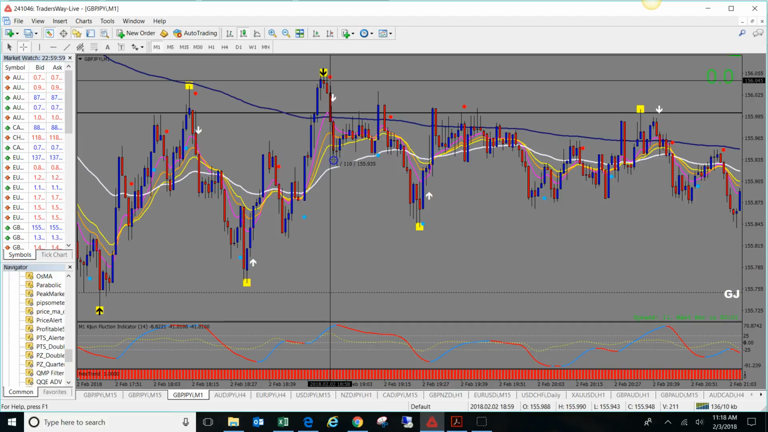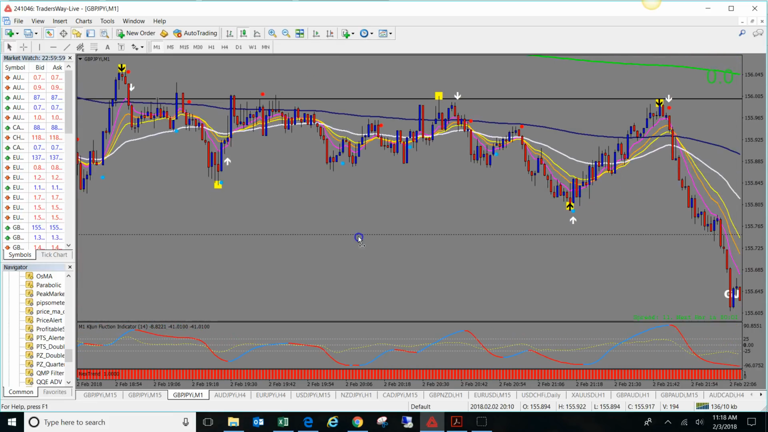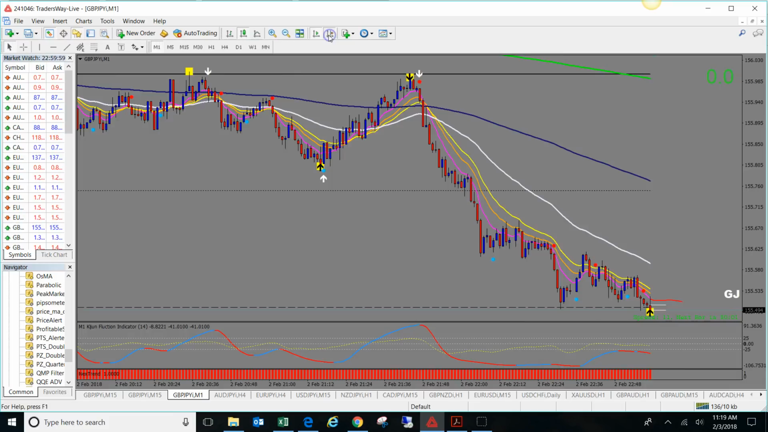Even if you took it down to the 50 MA, that's 12. Keep on riding it. Price broke down. You're looking at 20 pips there. So not bad. But I just want to show you how these, let me do it like this. So these are good signals. You got the main signal.